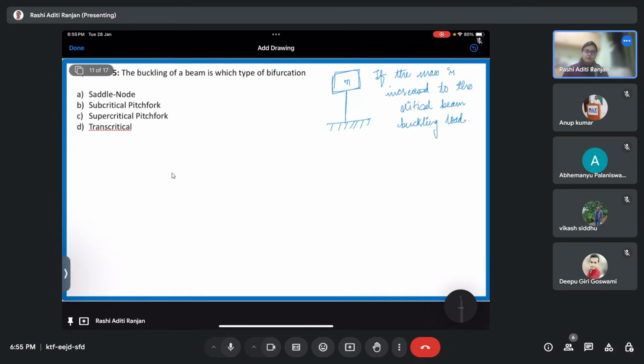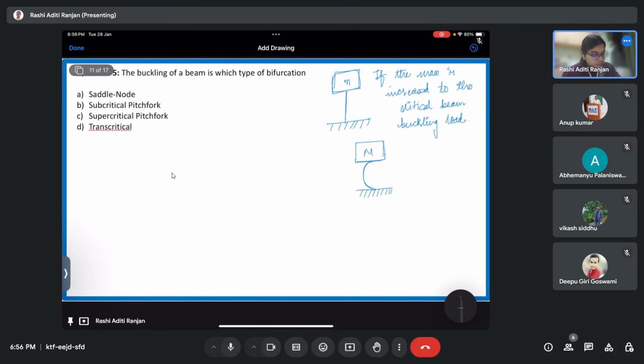What is going to happen? You know, there is a critical buckling load. So what happens is that after that critical load, or at that particular load, the beam is going to buckle. When it buckles, something like this will happen. The beam will buckle and become like this.